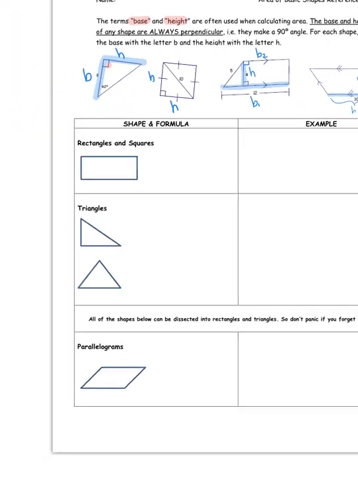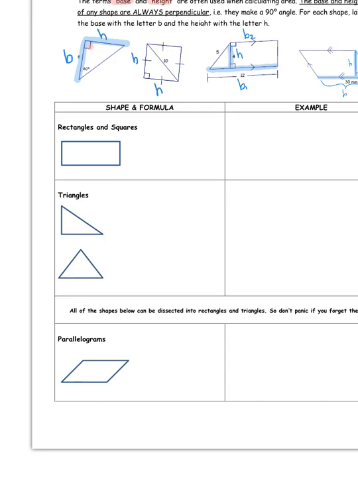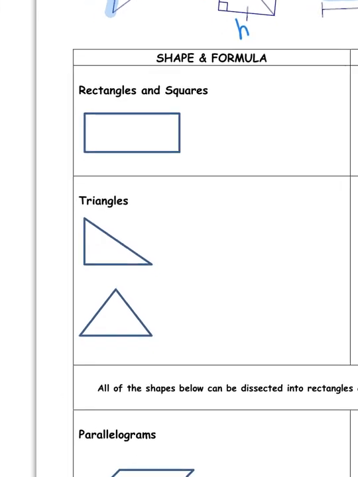Alright, now we're just going to go through some practice. For each of these, we're going to just write the formula, and we are going to then do an example. The first one we'll do is a rectangle. Rectangles and squares are great because they already have 90-degree angles. We know that by definition. So it's very easy to identify the base and the height. The area formula is simply base times height.